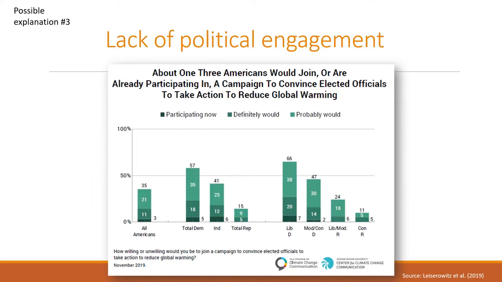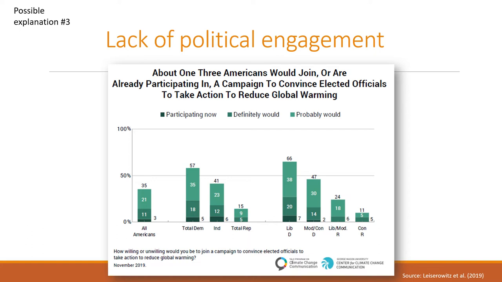Now, here's a third explanation, and that has to do with the lack of political engagement. It's a really interesting one, too. In this instance, people were asked, how willing or unwilling would you be to join a campaign to convince elected officials to take action to reduce global warming? Less than half of Americans, only 35%, thought that they definitely would participate or probably would participate in such an action. Only 35, right? 3 out of 10, essentially.